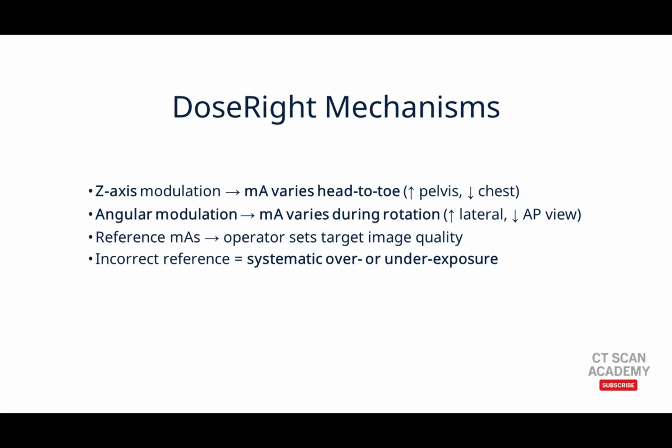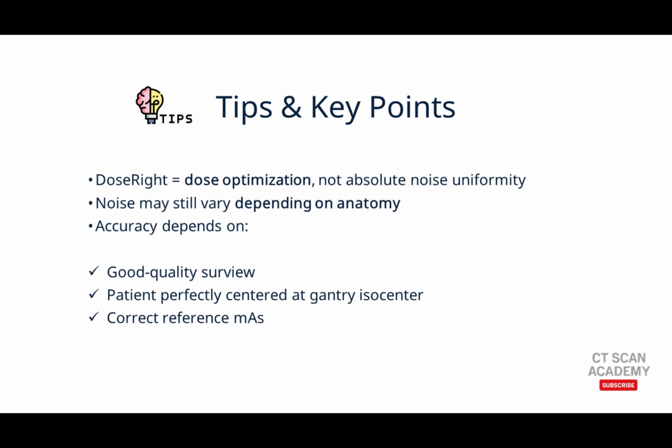DoseRight mechanisms include Z-axis modulation, where mA varies head to toe, and angular modulation, where mA varies during rotation to account for lateral and AP thickness differences. There is also a reference milliamperes per second set by the operator to define the target image quality. An incorrect reference results in systematic over- or underexposure. Tips and limitations. DoseRight optimizes dose, but does not guarantee uniform noise across all anatomies.